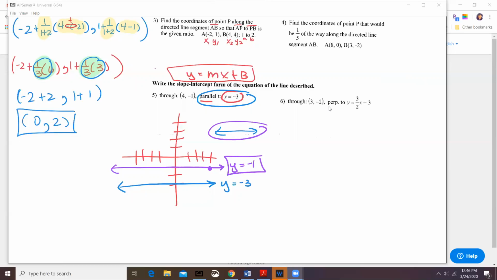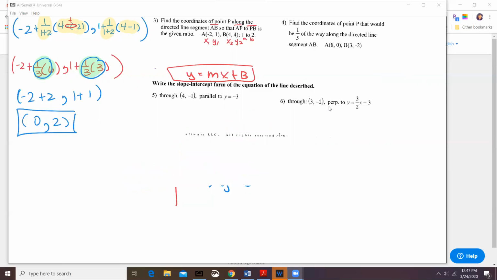No questions? Okay. So let's say the equation is, I'm going to change it a bit. So let's say it's parallel to y equals 2x minus 4. Okay. So if it's parallel to this, that means it has the same slope.